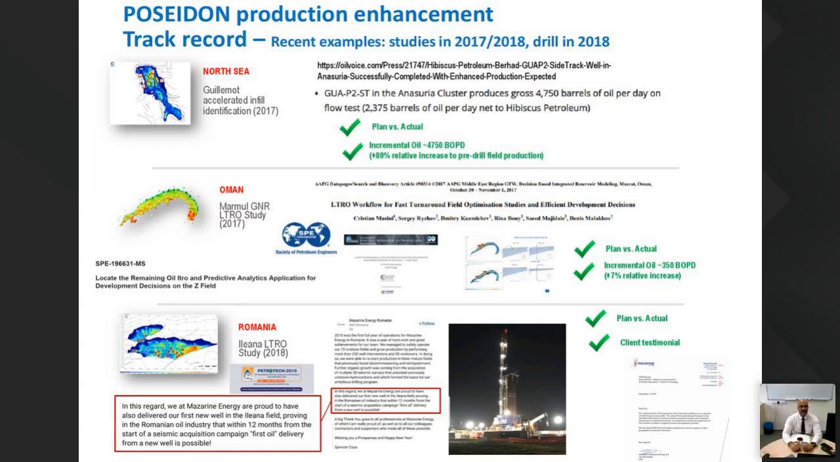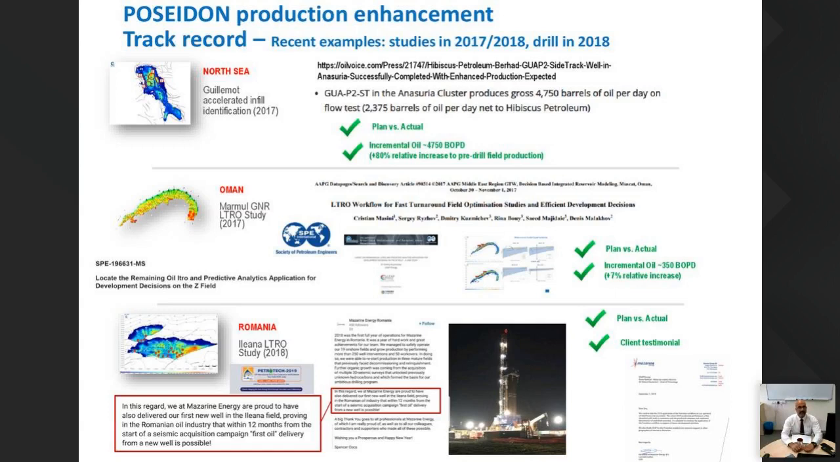Here you can see 3 different field implementations of Poseidon. The first one is in the North Sea. We used Poseidon as a preliminary tool to study this field. This is an offshore field in the North Sea, and drilling a well offshore is quite expensive. That's why they used Poseidon as a preliminary tool for screening the targets. And after that, they used the numerical simulator for fine-tuning of the drilling locations and to get more details.